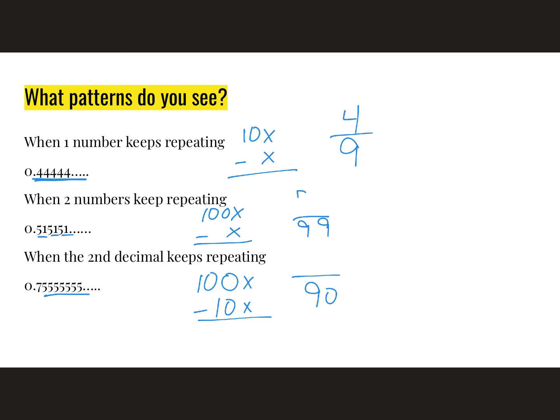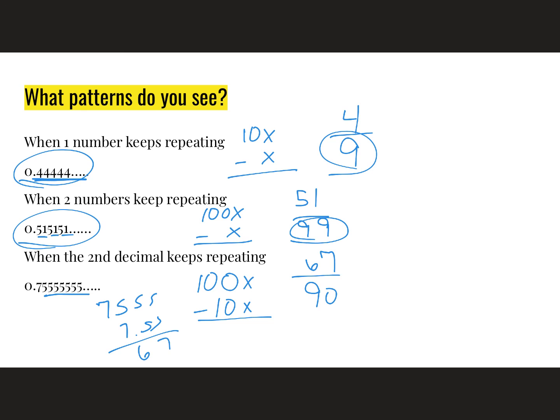So here I have 51 over 99. For 90, it gets a little bit complicated because we end up with 75 minus 7.5. So here we end up with 67 over 90. Okay, so watch for those patterns. When just one number repeats, it's over 9. Two numbers repeating is over 99. Second number repeating is over 90. Okay, do the practice problems, and I will see you in class.